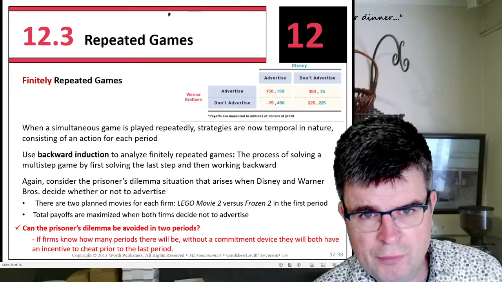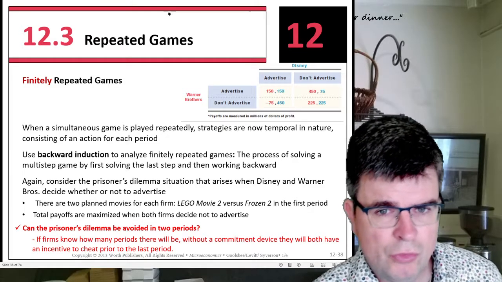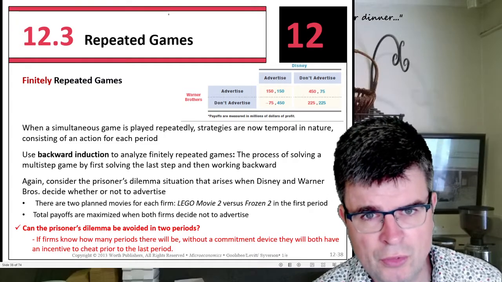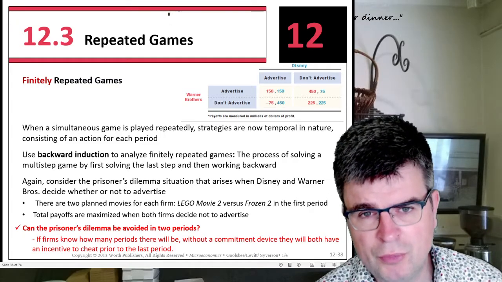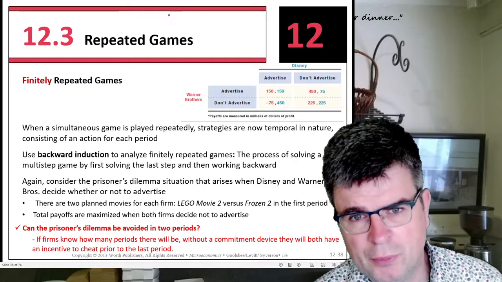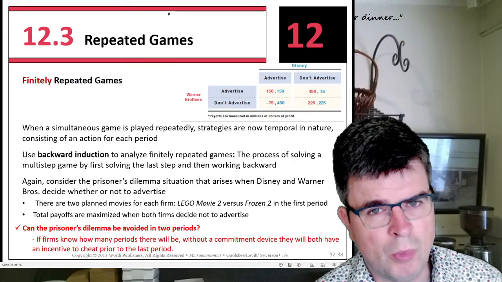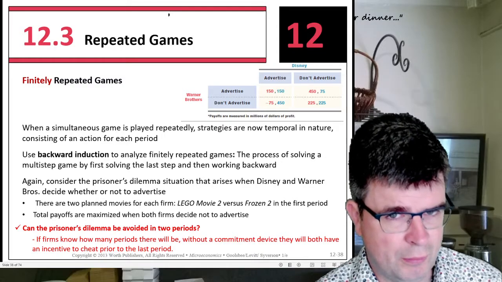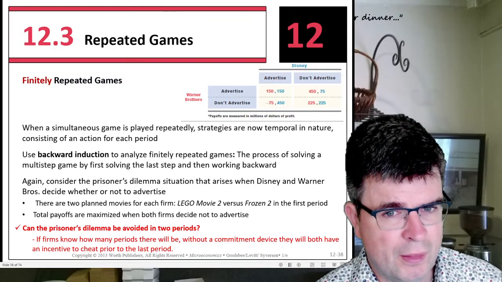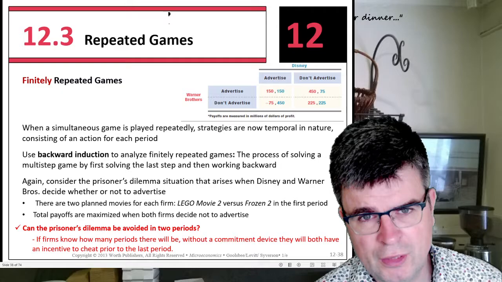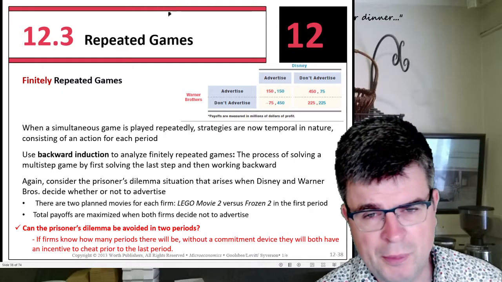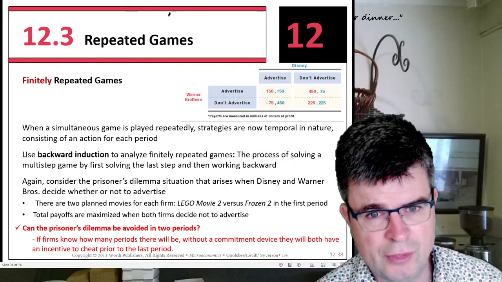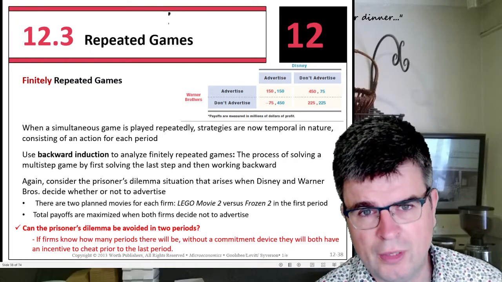So if we have a finitely repeated game, the two companies cannot avoid the prisoner's dilemma, because in the final period it will unravel, and then when you go back to period 1, Disney and Warner Brothers know that in period 2 neither of them will not advertise, they both will advertise. So also in period 1 they have no reason to stick to the decision to not advertise.